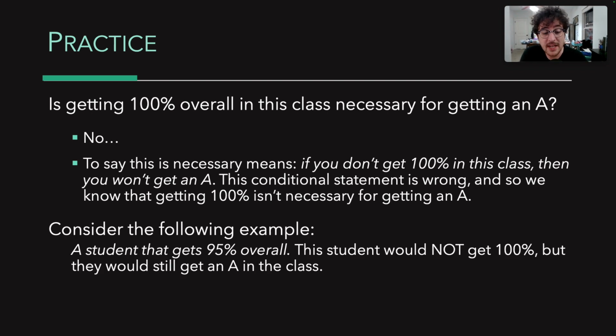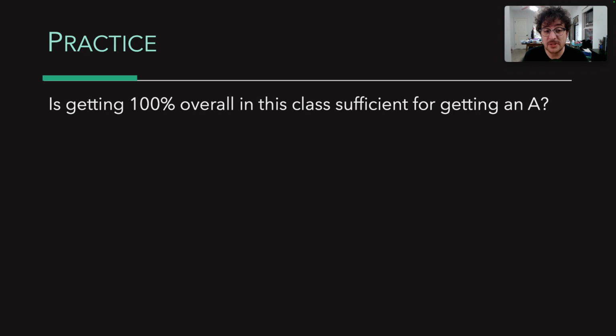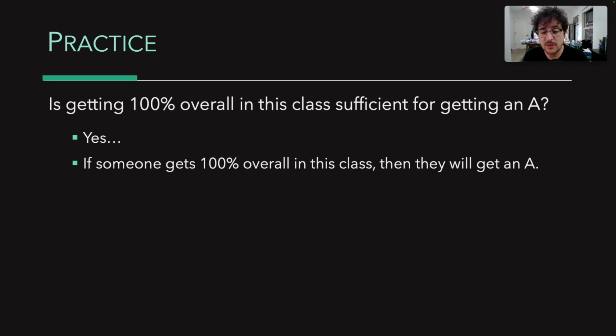Consider the following: someone who gets 95 overall. Well, that student would not get 100%, but they would still get an A. Is getting 100% overall in this class sufficient for getting an A? Here the answer is yes. If someone gets 100% overall, then they get an A. That guarantees that they get an A.